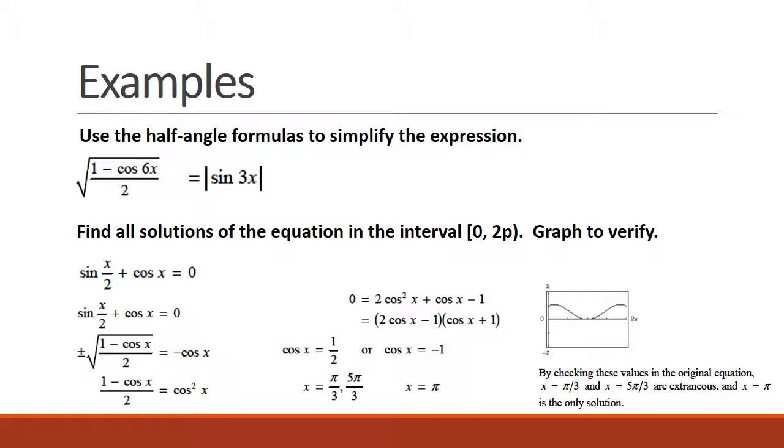Double check on the graph and notice that we actually do have some extraneous solutions. You can also check it by putting it in the original. X is pi over 3 and 5 pi over 3 are both extraneous. Pi is actually the only place where it touches down. The reason for the extraneous solutions is because we did have to square it in order to solve it, and doing that will often throw in some extraneous solutions.